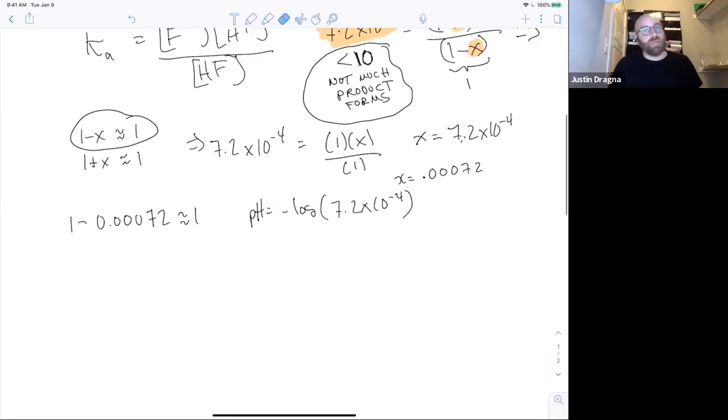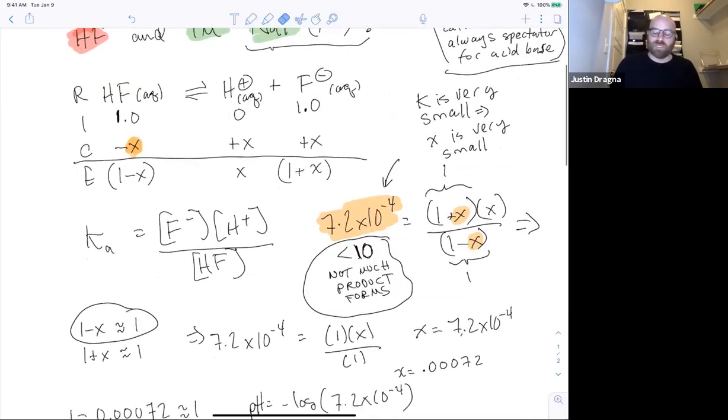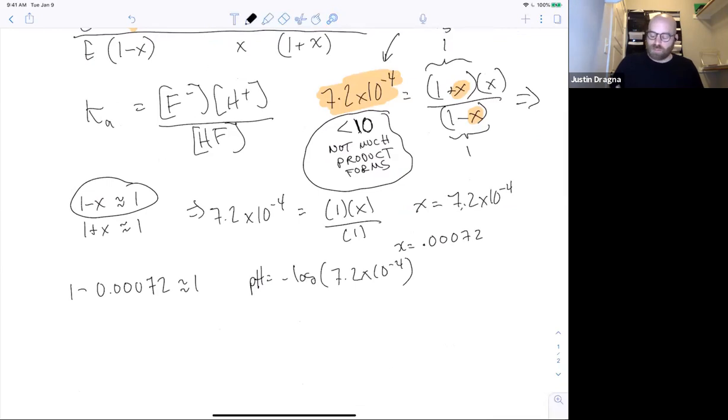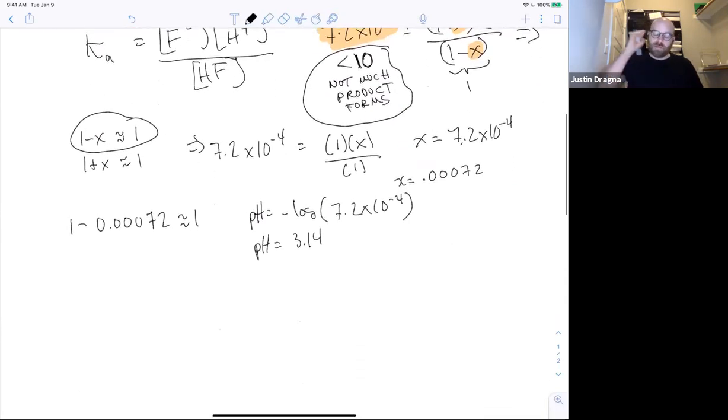All right, so anyway, stepping back in as if 10 minutes haven't passed. Recording can be weird, but it is recording. Okay, stepping back in. Remember we were taking HF and doing this problem where we start out with some F minus and some HF, and we end up with a pH that's equal to 3.14.